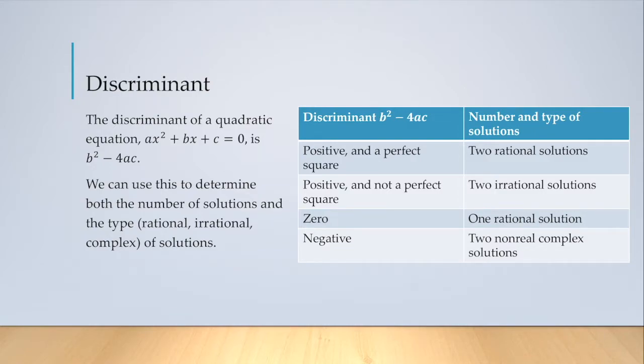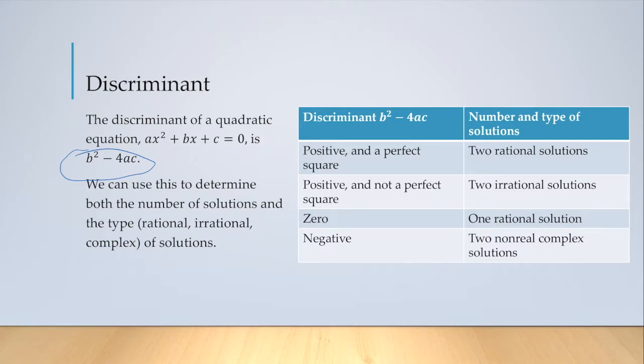So let's go ahead and talk about the discriminant. The discriminant is a very special part of the quadratic formula. It's the b squared minus 4ac. And because we're taking the square root of that, we can use this to determine the number of our solutions and whether those solutions are rational, irrational, or complex, right?